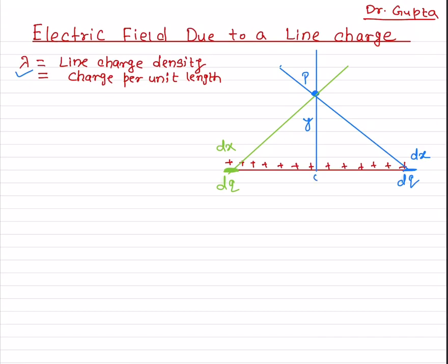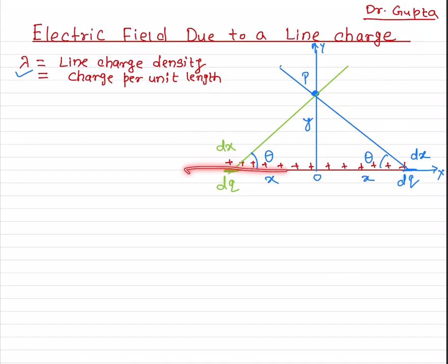And let's say this is our origin O, this is our x-axis, and this is our y-axis. And this distance is x, and this is also x. Both the distances are x. Let's call this angle theta. So this angle will also be theta.